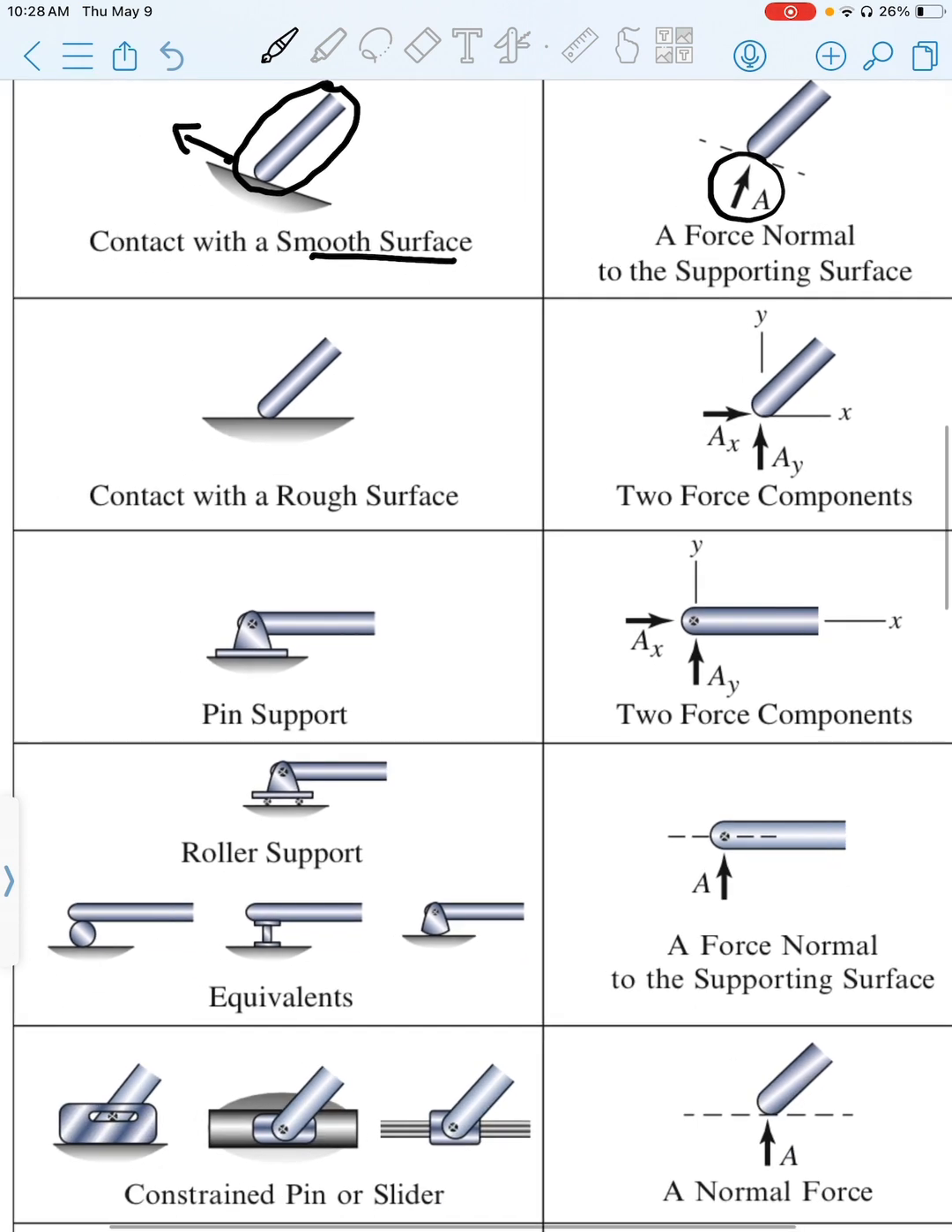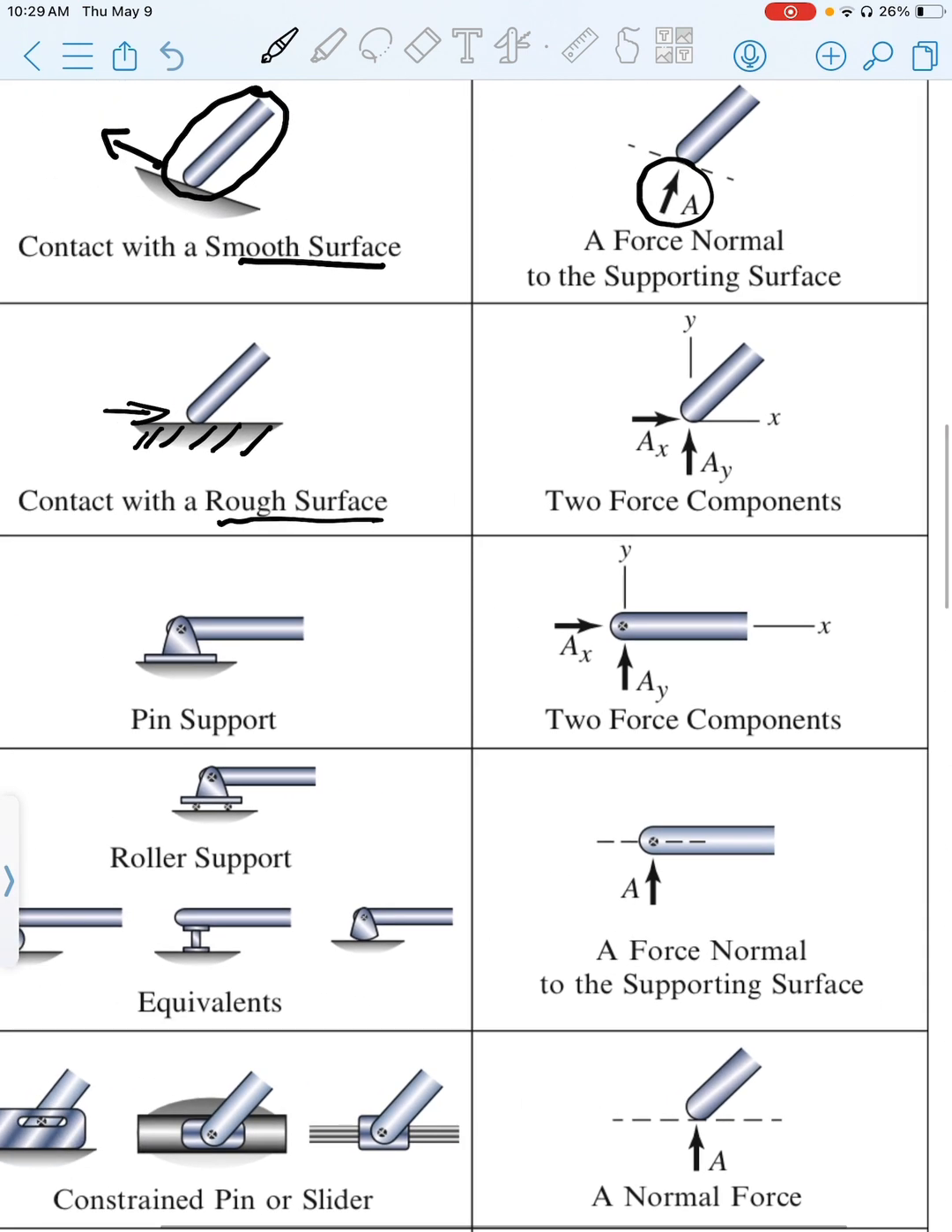And if we look at the next one, which is the one I'm talking about, the rough surface. This one has a reaction. That means there is a force in the x direction, like a friction, preventing the rod from slipping easily as if it was on a smooth surface. So anytime you see a rough surface that has a reaction, has a friction, that means there are two force components, Ax, one in the x direction, and Ay, one in the y direction.